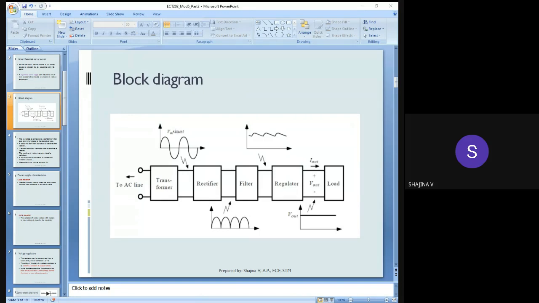So what are this V no load and V full load? This VNL represents the no load or open circuit voltage. Open circuit voltage means the maximum voltage available at the output under no load condition.